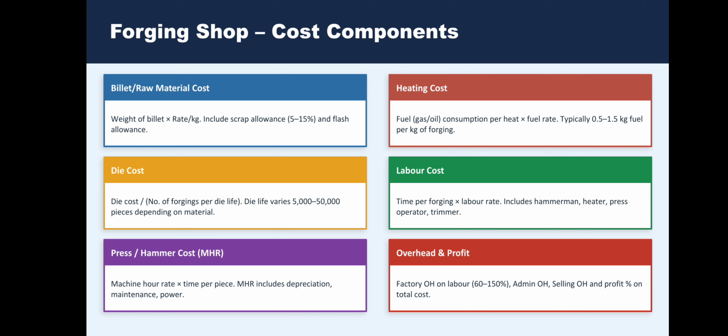Labor cost includes time per forging into labor rate. It includes hammerman, heater, press operator, and trimmer. The overhead and profit includes factory overhead on labor, that is 60 to 150%, administration overhead, selling overhead, and profit percentage on the total cost. These are the forging shop cost components.